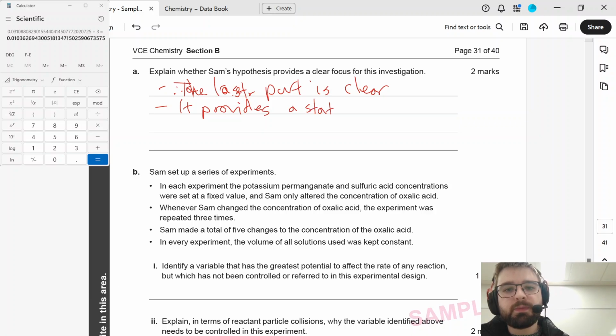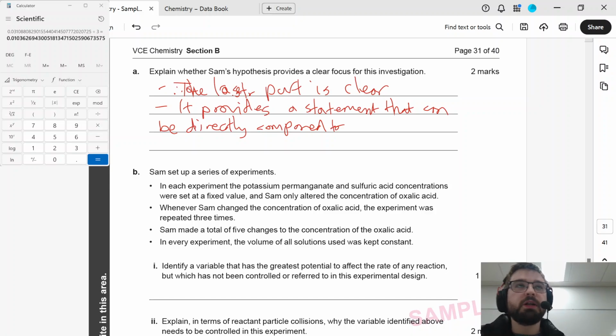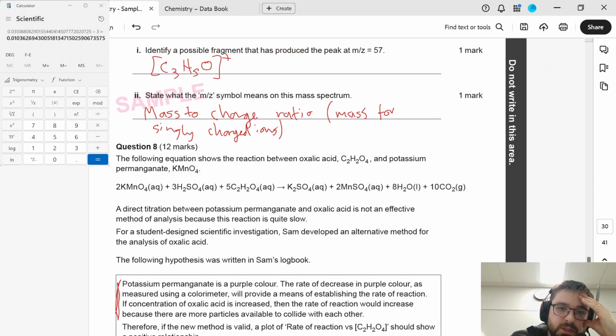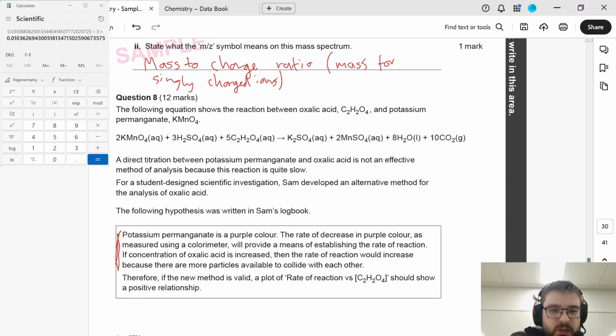A statement that can be directly compared to the evidence. Because basically you want to be able to say, does our data match our hypothesis? Yes, no, to determine whether it is supported. He sets up a series of experiments. Now, I don't know why there's all this here. It makes sense, but I wouldn't write that as a hypothesis.